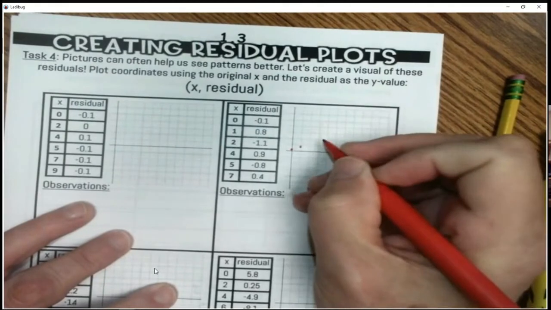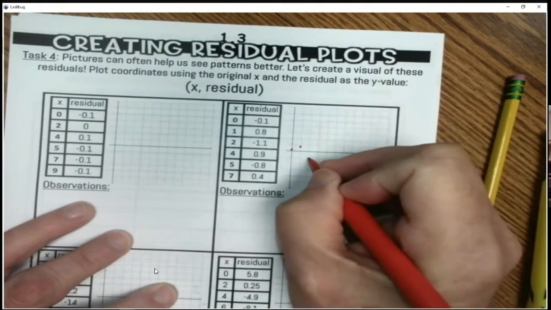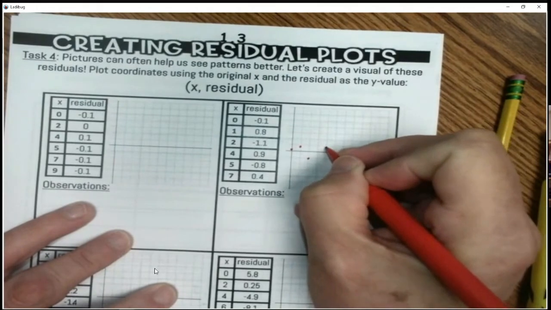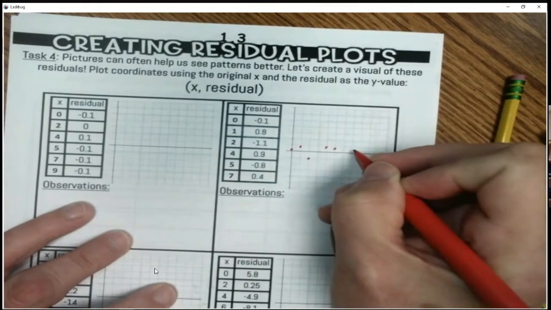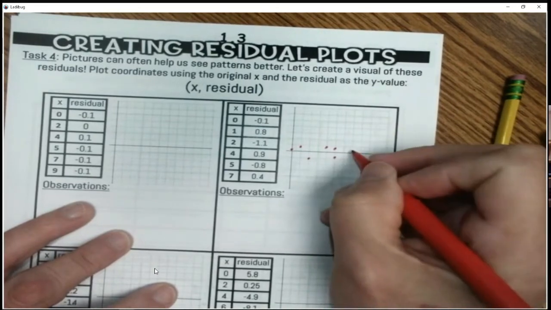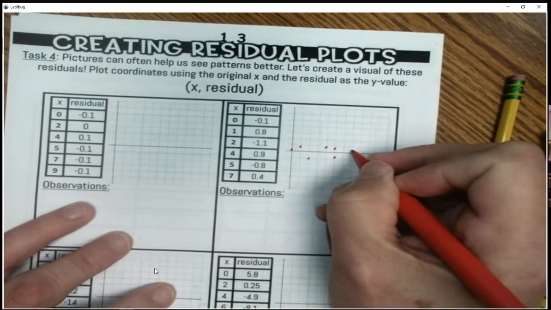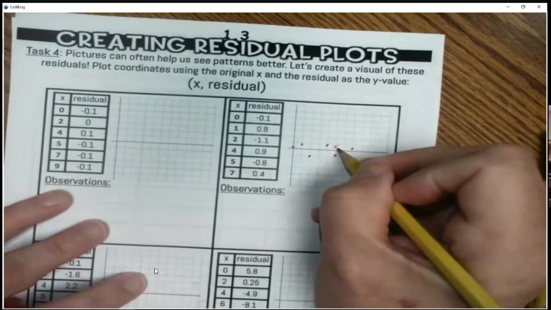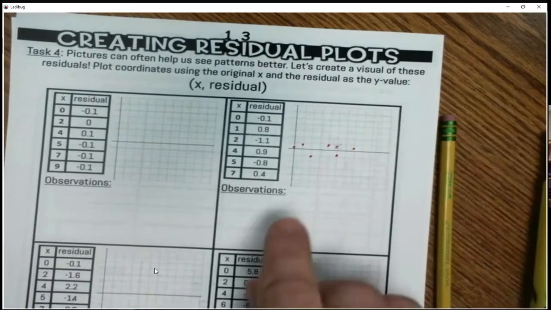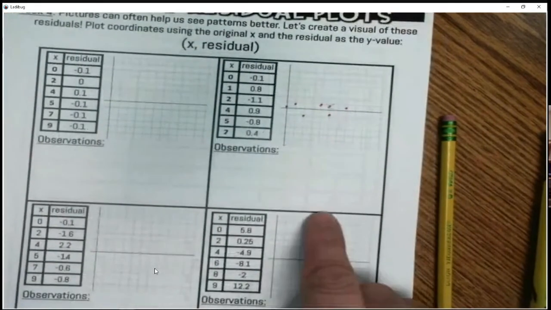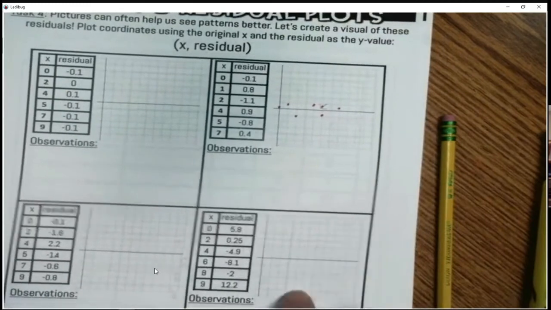1.8. 2 is a negative 1.1. 4 is a 0.9. 5 is a 0.8. Oh, negative 0.8 should be in here. My bad. And 7 would be 0.4. So scratch that one. That's not one. But we see they're all very close to 0. When this one we saw they jump way up here and way down, and they're way off of there.